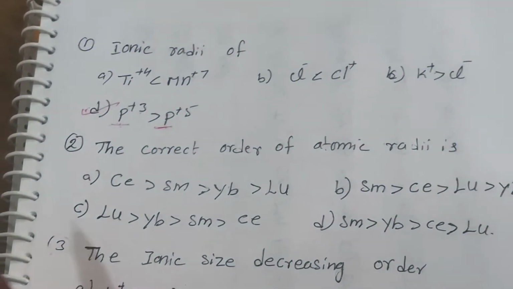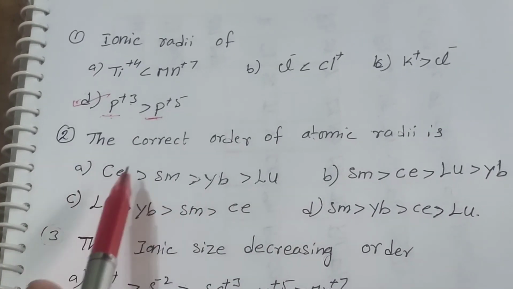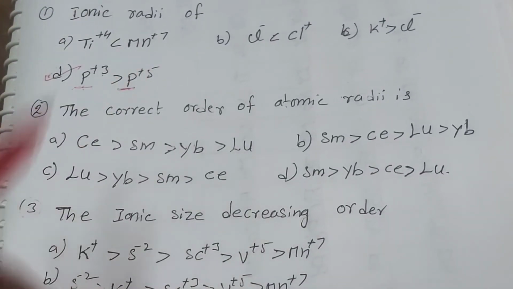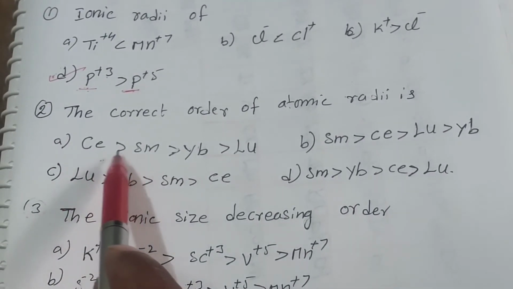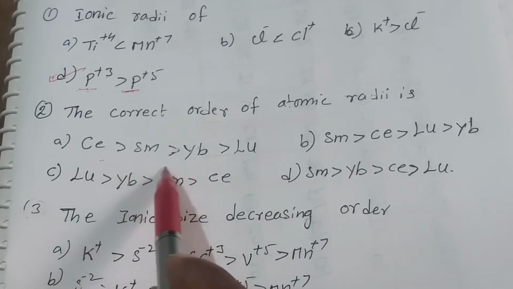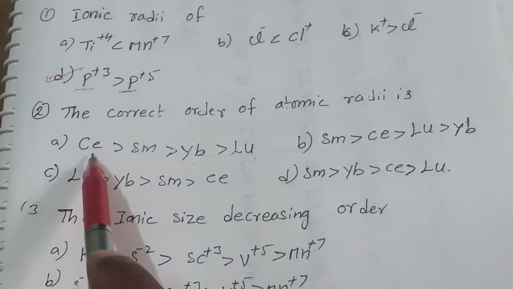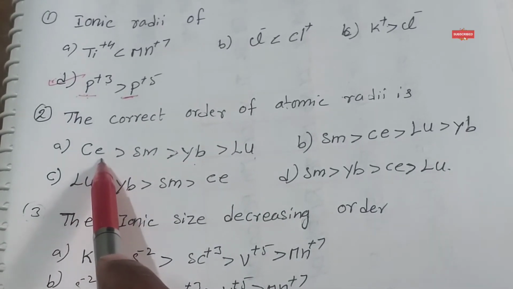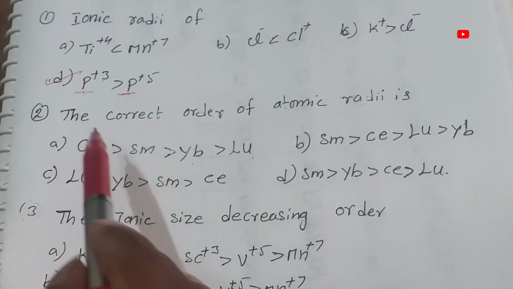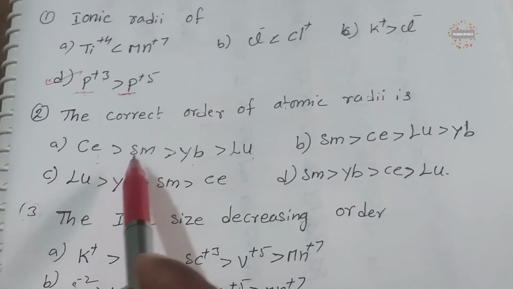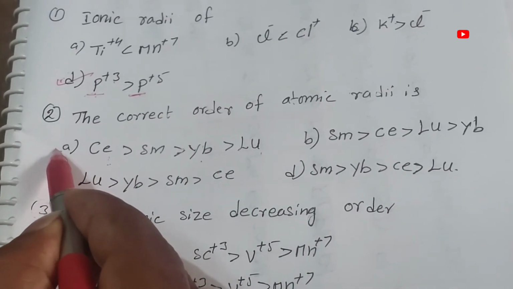Now the next one is the correct order of atomic radius. The first option gives cerium is greater than samarium, greater than ytterbium, greater than lutetium. Here cerium is the S block element, and the remaining are all lanthanides. In the lanthanides, from left to right the atomic size gradually decreases. So option A is correct.